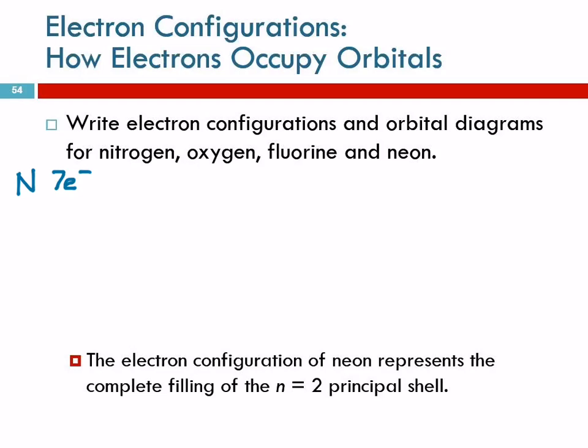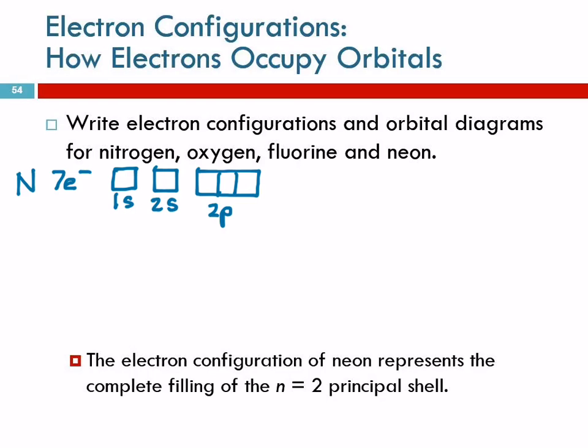So I'm going to draw the boxes. So there's 1s and 2s and 2p. So those are the first 2 floors of the hotel. The first floor has 1 room with 1 bed. Second floor has 2 rooms. The first room has 1 bed. The second room has 3 beds. And I'm pretty sure we can fit all the electrons in here, so we don't need to draw any more boxes.